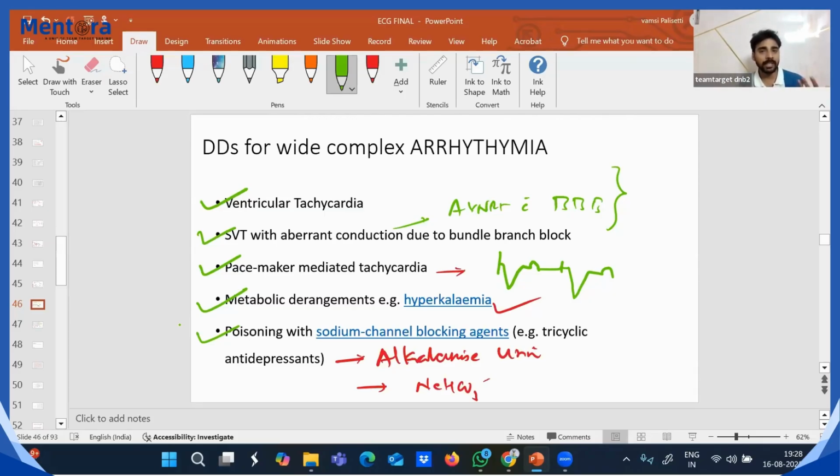Because the management is very different in these two, you have to differentiate definitely. Even when I go for SR-ship, my SR-ship question is also this one. Every time they'll ask this question: how to differentiate VT and SVT with aberrance. Pacemaker is identified just with the vertical spike and wide QRS complex. Hyperkalemia and TCA are identified based on history. But identifying these two is very difficult.